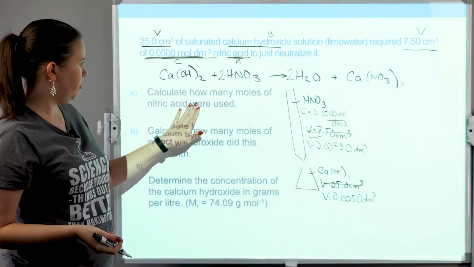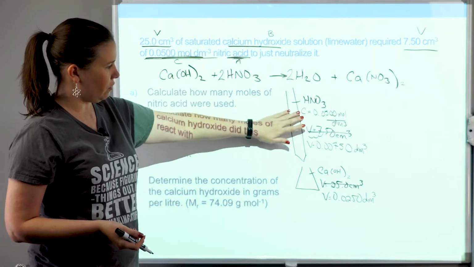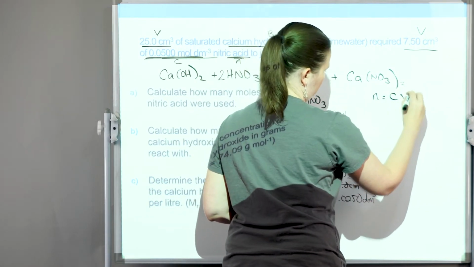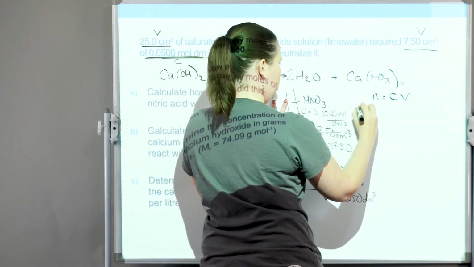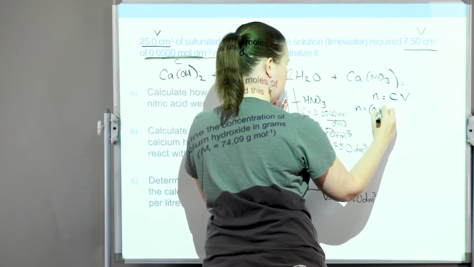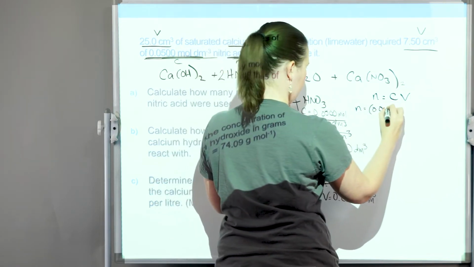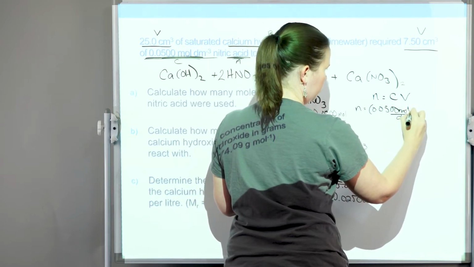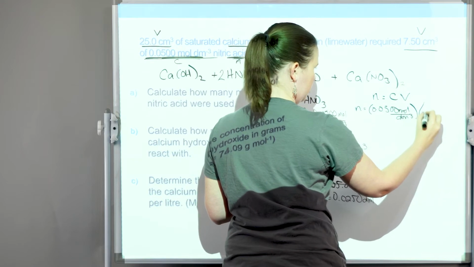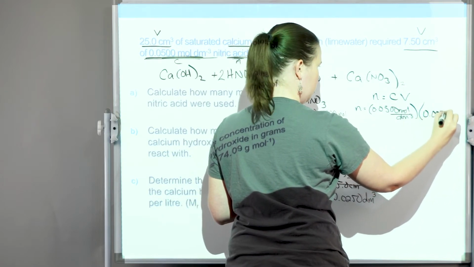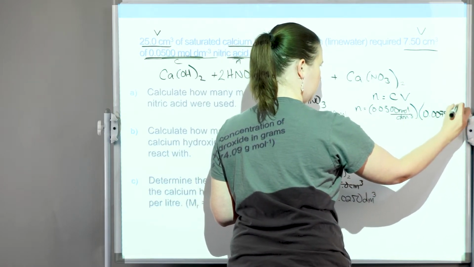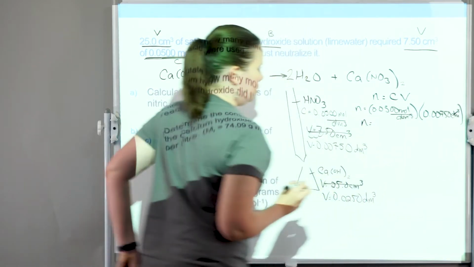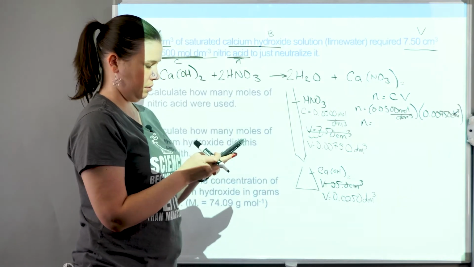So first, starting up top, finding the moles of the nitric acid. I have concentration, I have volume. If I multiply them together, I will get moles. So the concentration is 0.0500 mole per decimeter cubed. Did I copy that right? Yeah. And the volume is 0.00750 decimeters cubed. So my decimeters cubed cancel, and I'm in moles. So let's put this in the calculator.